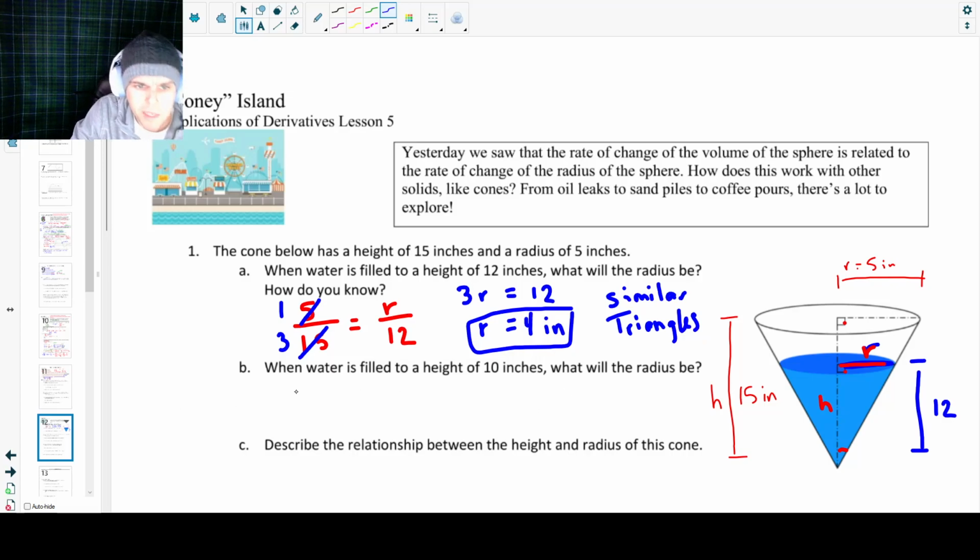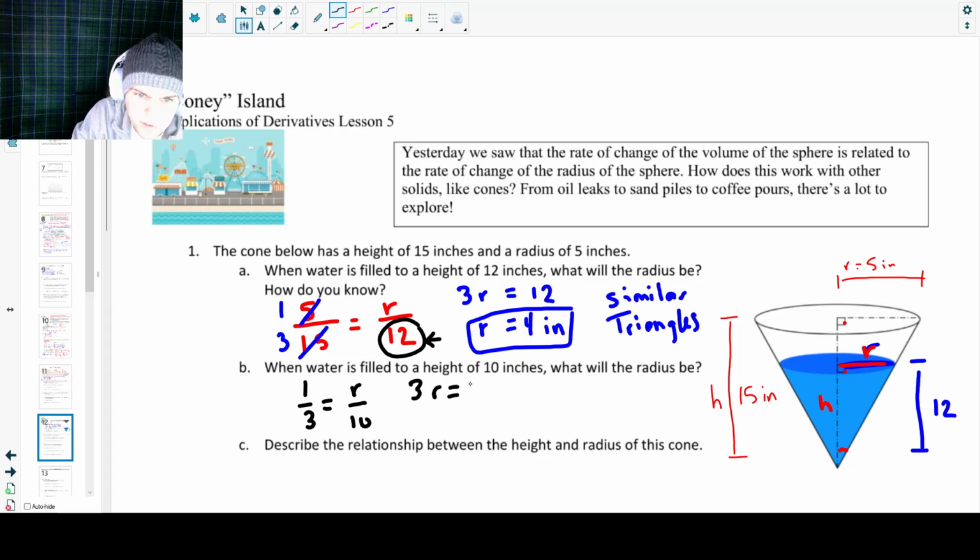All right, part B. When the water is filled up to a height of 10 inches, what will the radius be? Again, we can solve this in a very similar way. What are we changing in this proportion? We're really just changing one value, the height of that smaller cone. So we're going to get 1 over 3 equals r over 10. We do our cross multiplication, 3r equals 10, divide by 3. And so r would be 10/3 inches, or 3.3 repeating, or 3 1/3, however you want to represent that. Again, based on the same proportion that we solved in the previous problem.